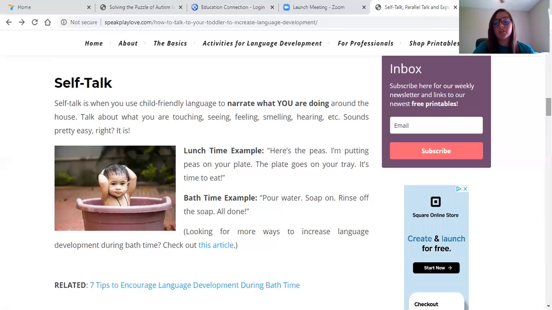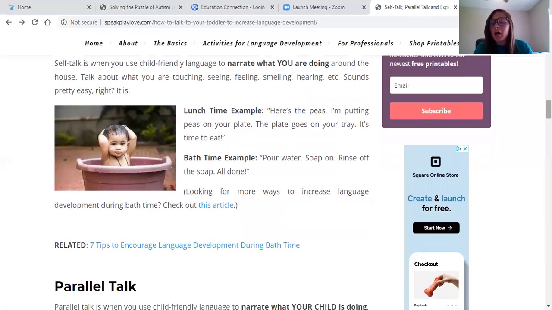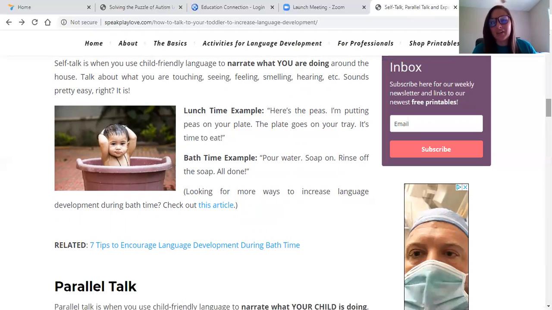So talk about what you're touching, what you're seeing, what you're feeling, what you're smelling. It sounds really easy, but it's not really going to feel natural. It's going to feel kind of awkward at first. After a while, it'll become very natural, and you'll just do it without even realizing you're doing it. But you have to practice like anything else.